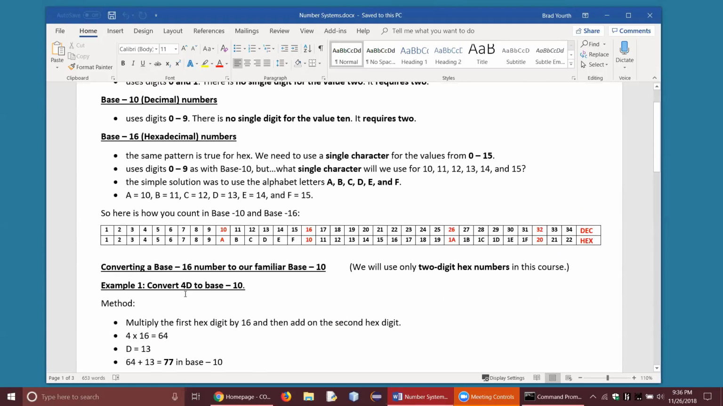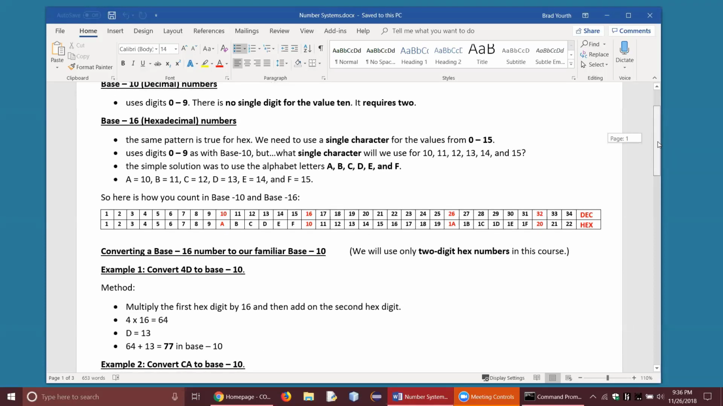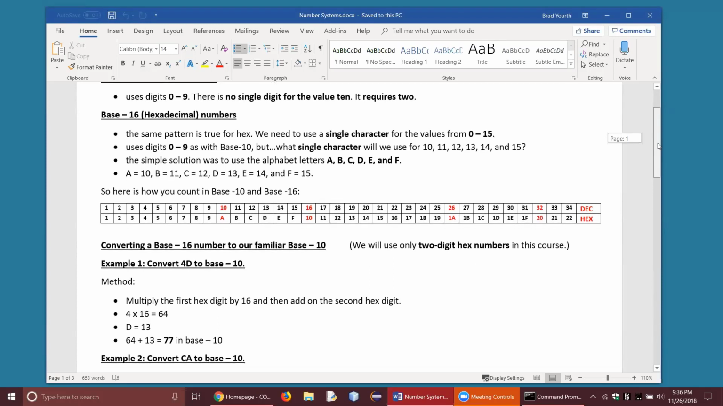4D in hex, we want to convert that to base 10. So we just multiply that, as we mentioned a moment ago, multiply that first digit by 16, and then add the second digit onto it. So 4 times 16, that's 64. D is 13. 64 plus 13, 77 in base 10. That's all there is to it. That's all you got to do to convert a hex number into base 10. 16 times the first digit, add on the second digit.